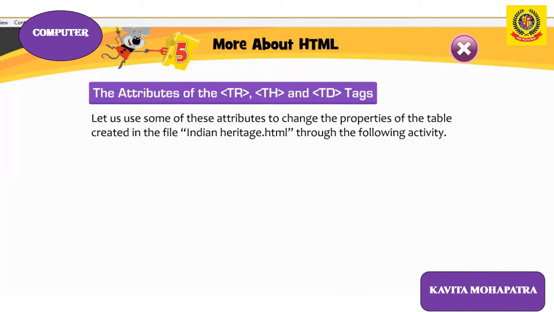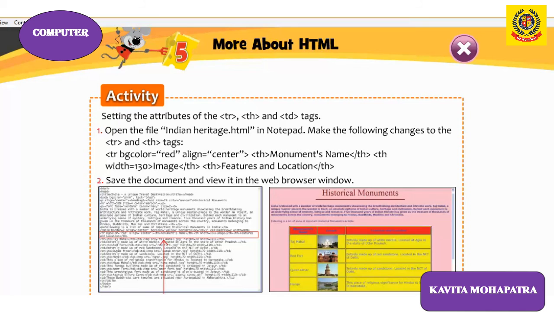So let us use some of these attributes to change the properties of the table created in the activity. The activity is given on page number 86. So you have to do that activity. Open that indianheritage.html in Notepad. Then make the changes to the tr and th tags. tr bgcolor equal to red. Then you can change the align equal to center. Then for th monuments name, you can give the width, height or image and save the document. So this activity you have to do by yourself, save and see the output.